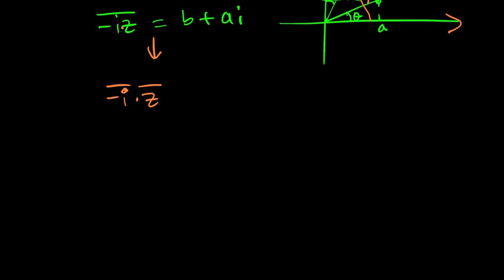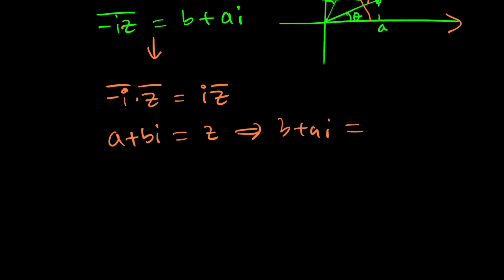It's 0 minus i, so it's going to be 0 plus i, which is i, and this is just going to be i times z bar. So, in other words, we have the following: if a plus bi is z, then b plus ai is i times z bar. And you can always test it out.